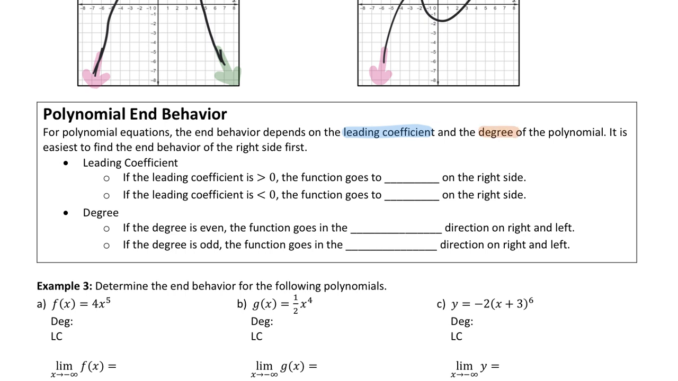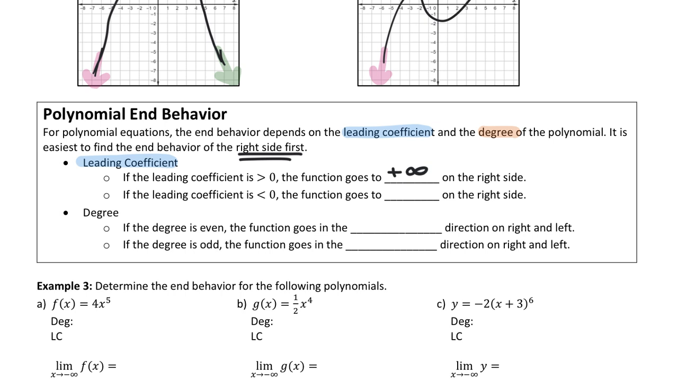It is easiest, by the way, to always find the right side first. I know we list them with left side first, then right side second, because smaller numbers come first. But it is actually easier to think about the right side first. When we're looking at the leading coefficient of a polynomial, if the leading coefficient is greater than 0, meaning you have a positive leading coefficient, that means that on the right side, the function is going to go to positive infinity. Period. Leading coefficient positive means the right side goes up.